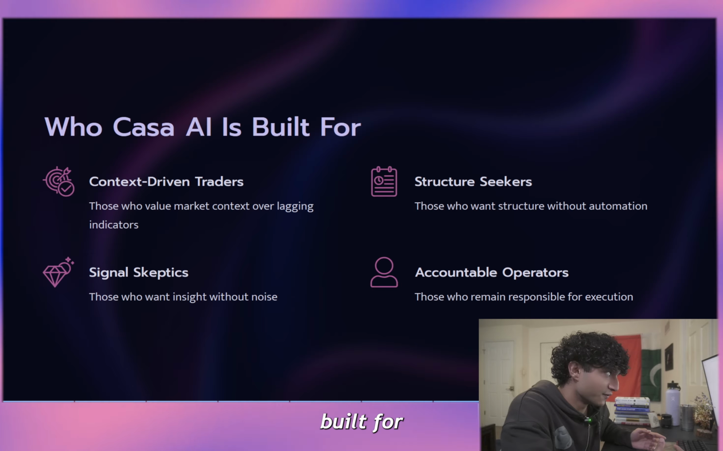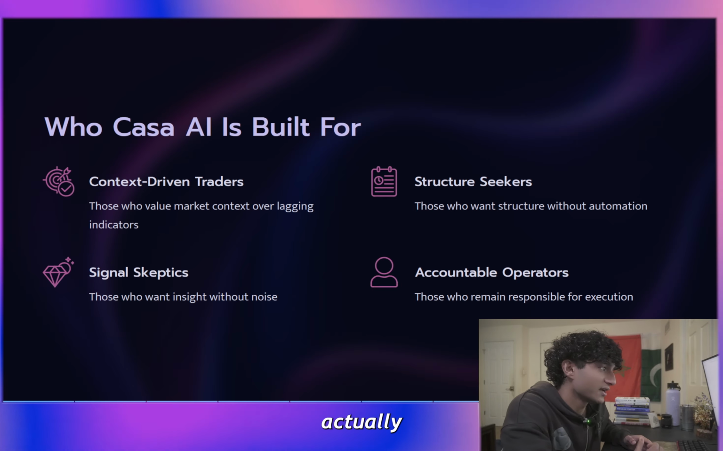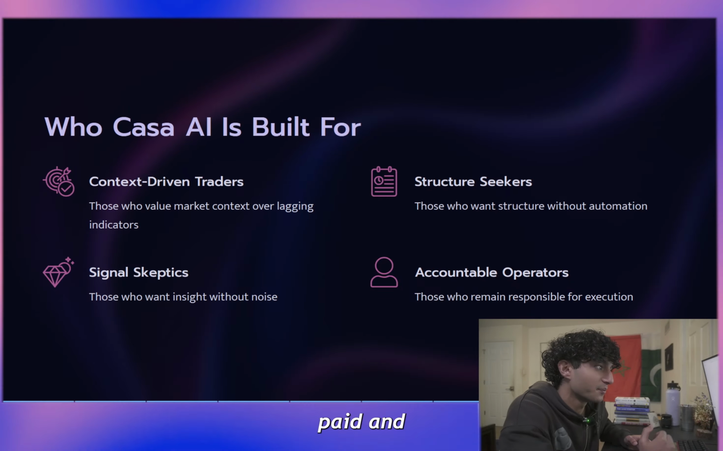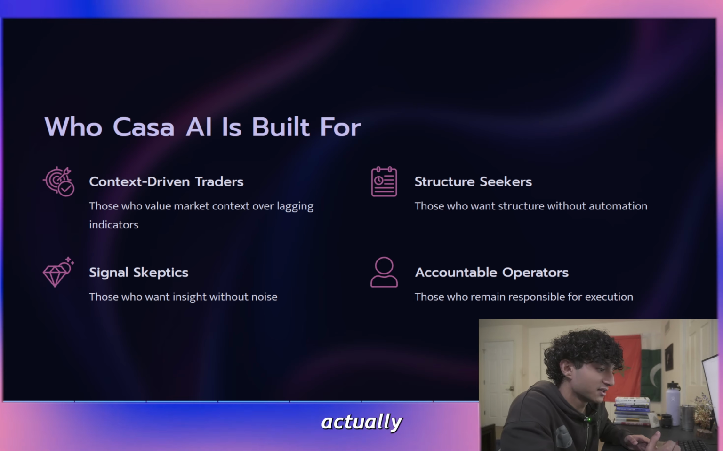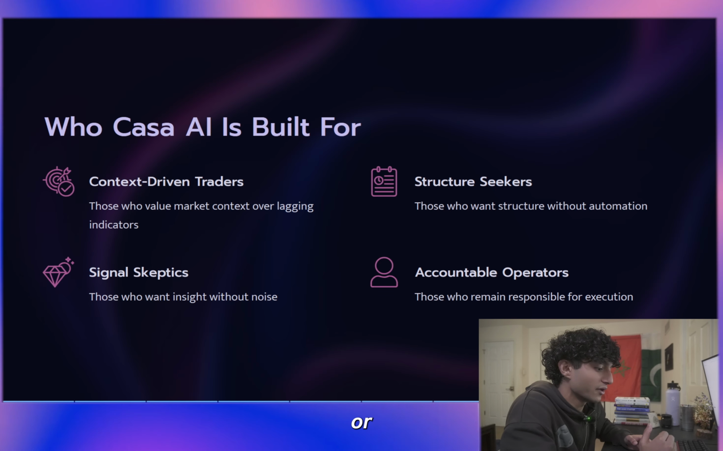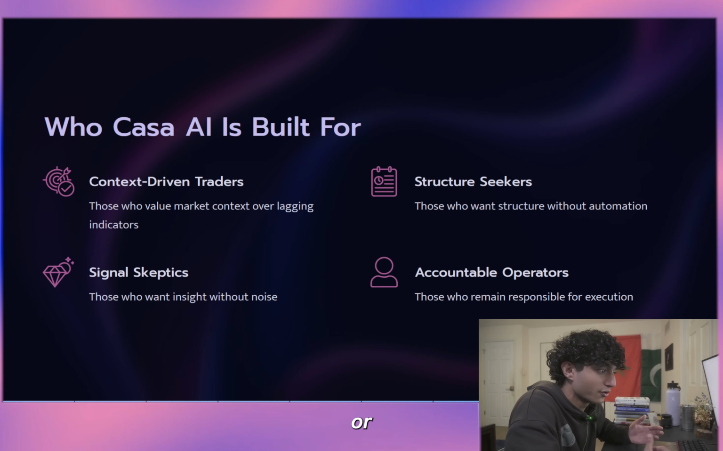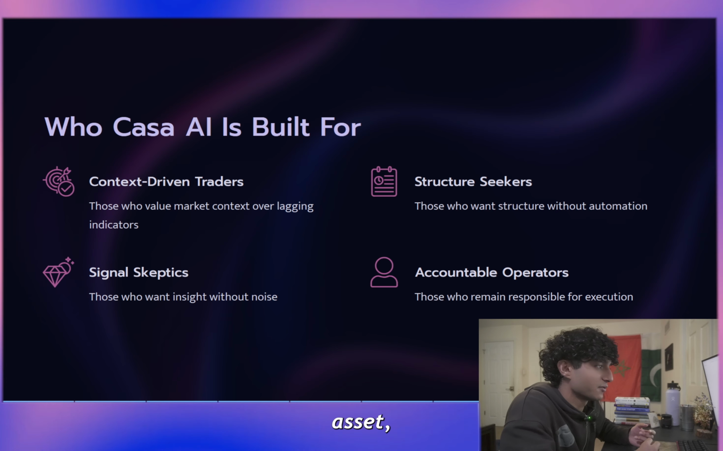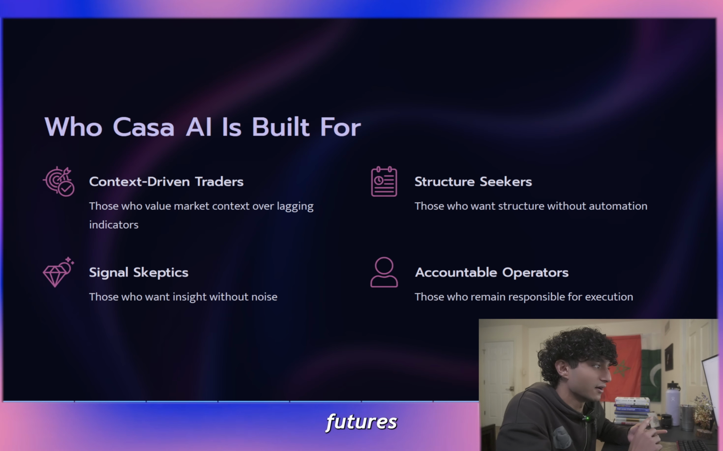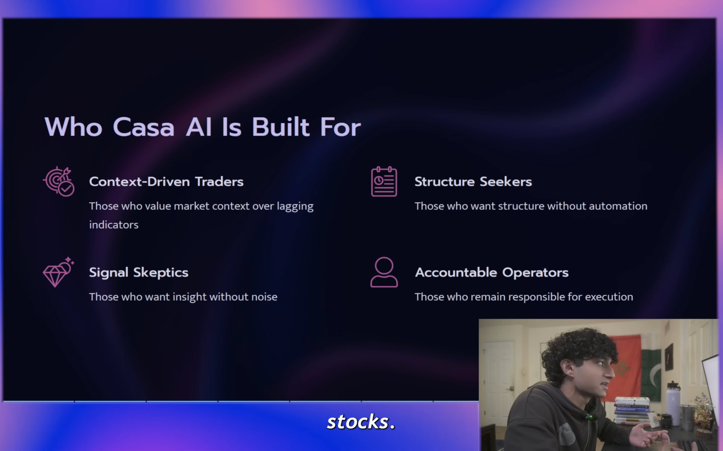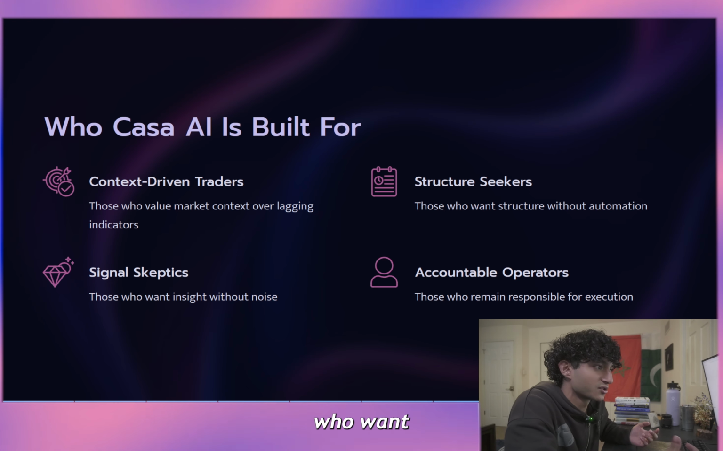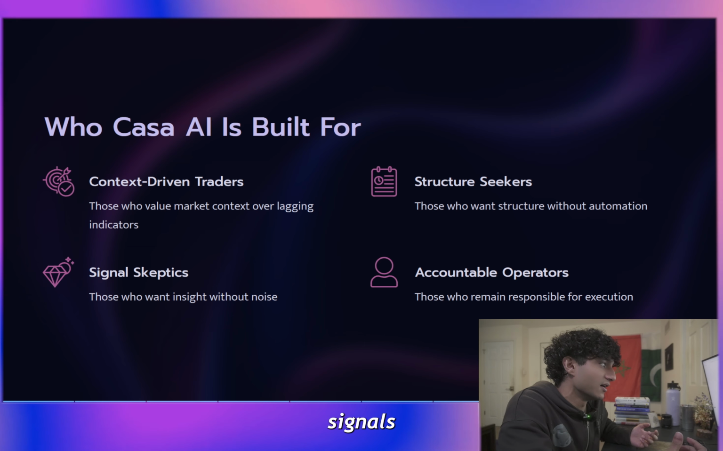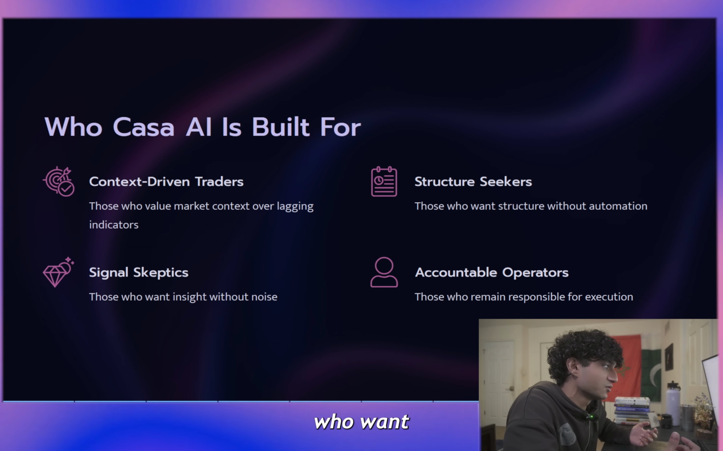Who is Keza AI built for? Context-driven traders, those who actually want to learn the skill of trading while getting paid and actually executing, whether that be paper trading, prop firm trading, or on your actual personal account. Again, Keza AI works on every single asset, whether that be Forex, futures, or just normal stocks, right? Structure seekers, those who want structure without automation. Signal skeptics, those who want insight without noise. And then accountable operators, those who remain responsible for execution, right?